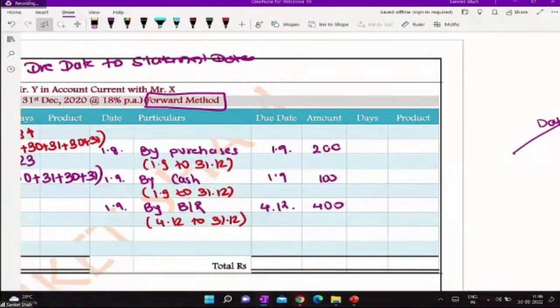Yes, who answered very fast? Gunshita ji Kesarwani. Yes, beta, very good, beta. Very good.